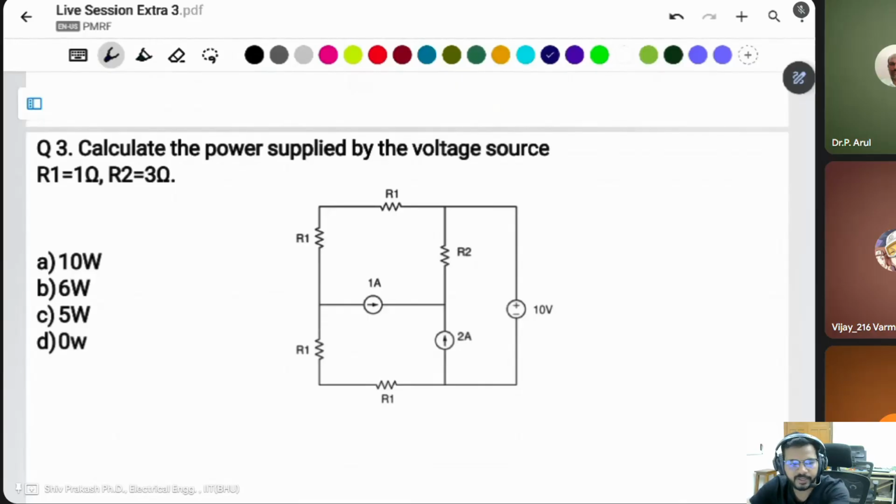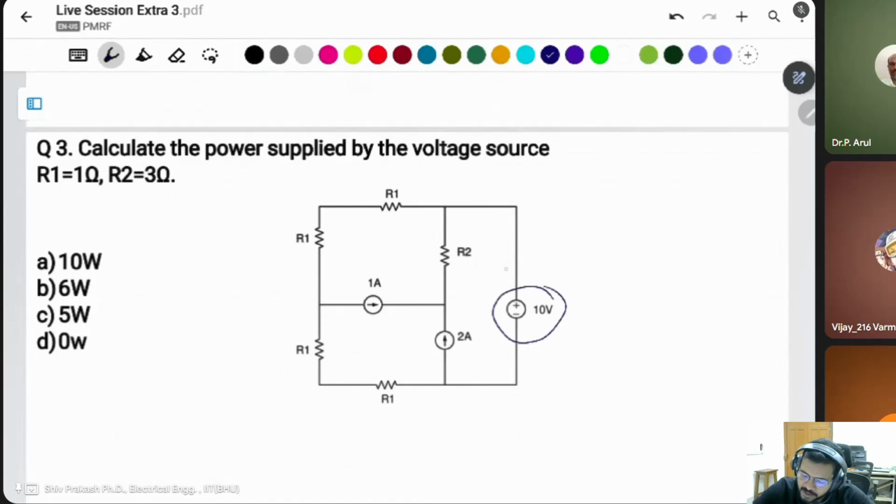Third question I have taken from the circuit. There are two current sources and a voltage source. It asks us to calculate the power supplied by the voltage source. And this is the voltage source.